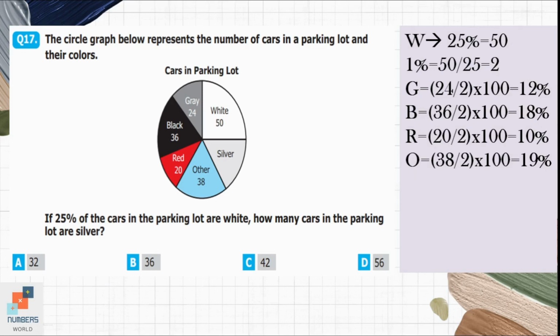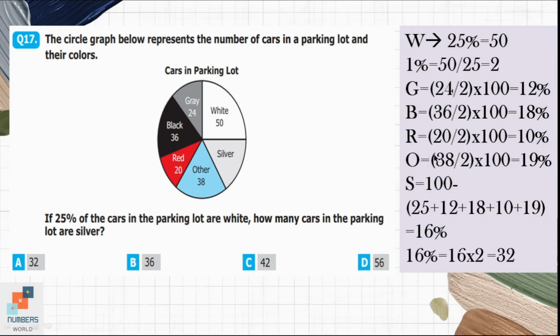As we know that 100% of the data is represented by the pie chart, we will subtract all our percentages out of 100 to calculate the percentage of the silver cars, that is 16%. And we have calculated that 2 cars are representing 1%, so we will multiply 16 by 2, that is equal to 32. So option A is the correct one. There are 32 silver cars, which is 16% of the data.